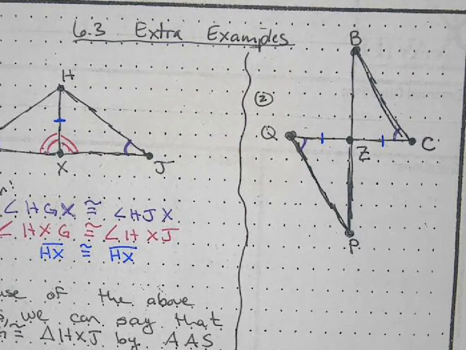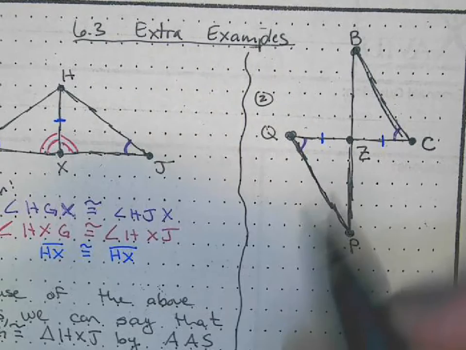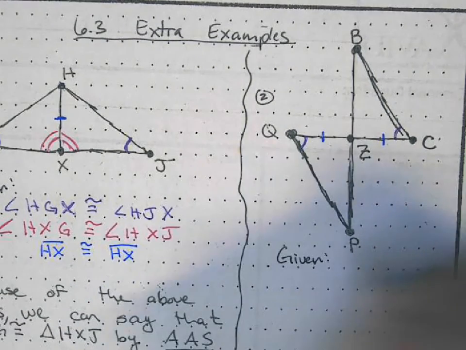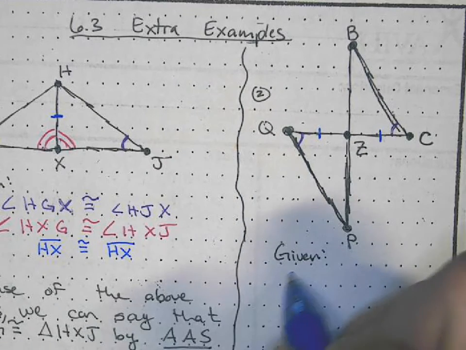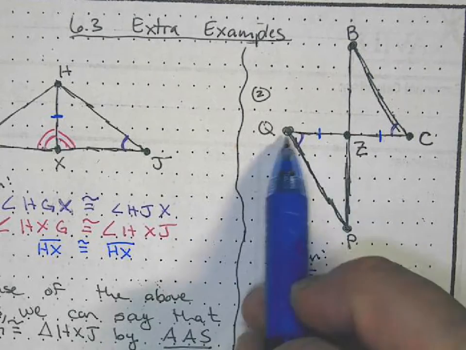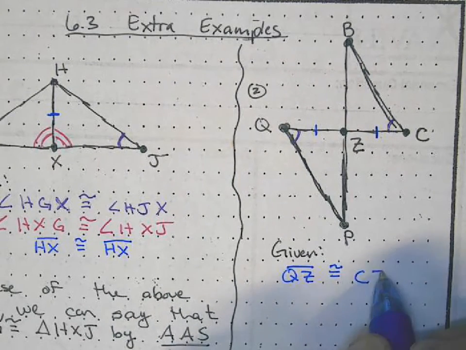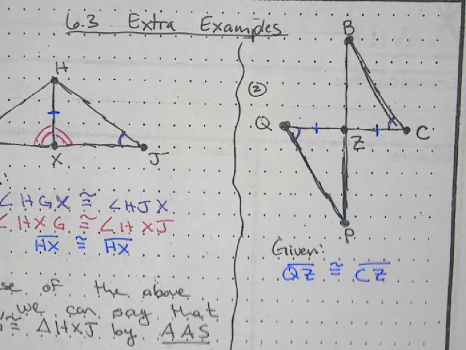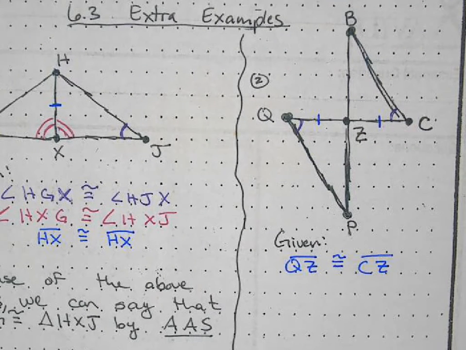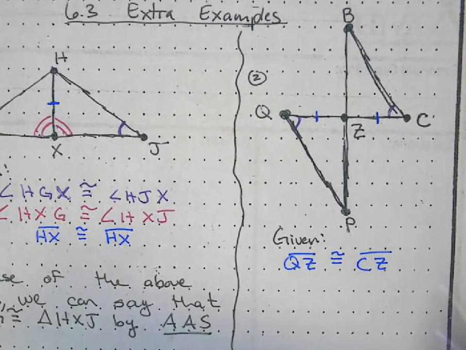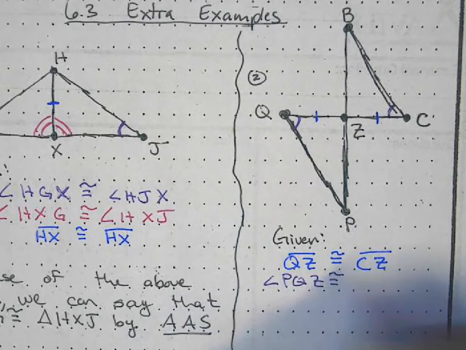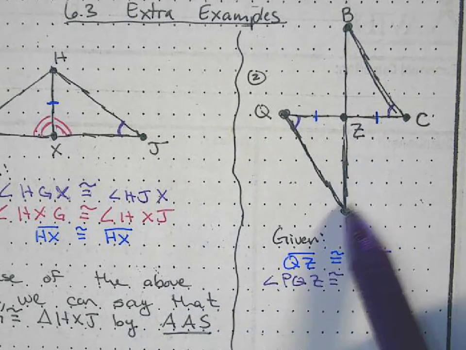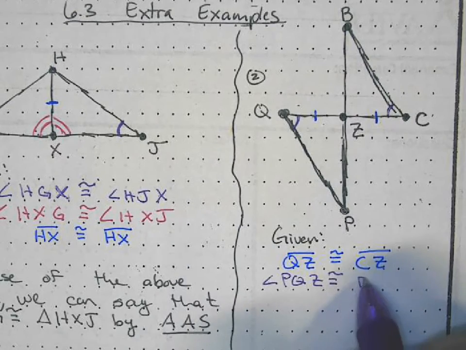Now in the second one, let's write down our givens. Okay, so we're given that QZ is congruent to CZ. That's in blue. So we're given line segment QZ, the side length, is congruent to CZ. And then we're given that angle PQZ is congruent to angle BCZ.